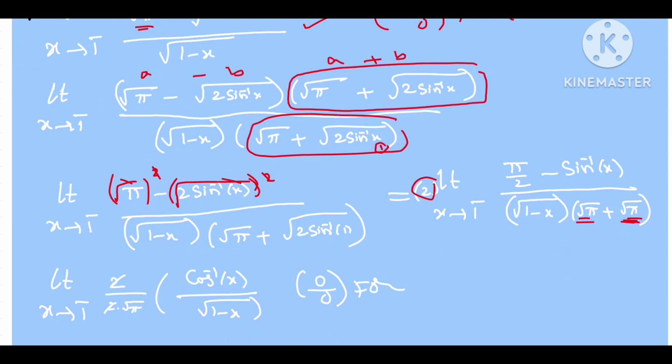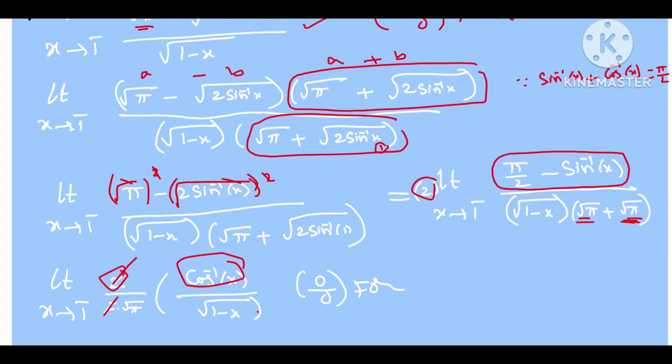Because we have one formula, sin inverse x plus cos inverse x is equal to pi by 2. Okay. So pi by 2 minus sin inverse x is nothing but cos inverse x by root under 1 minus x. So root pi plus root pi, here 2 root pi, numerator 2 is there, the 2 and 2 get cancelled here.